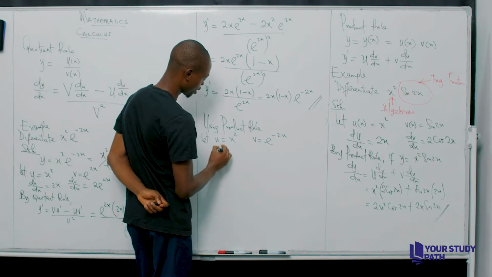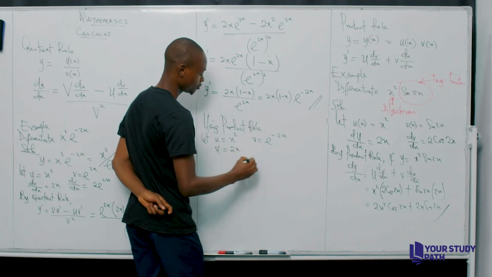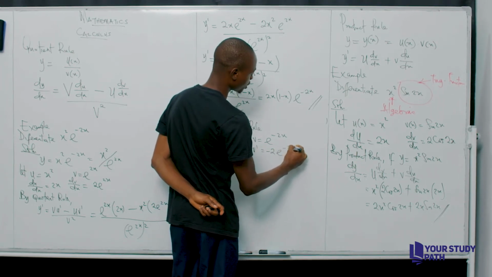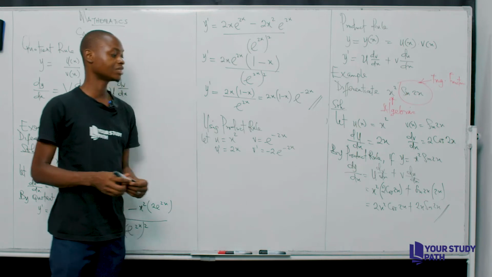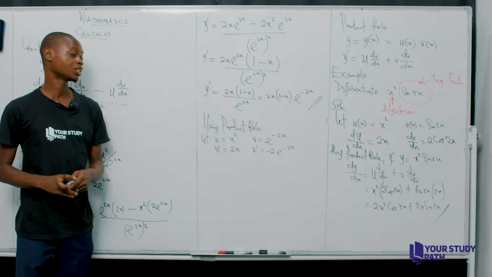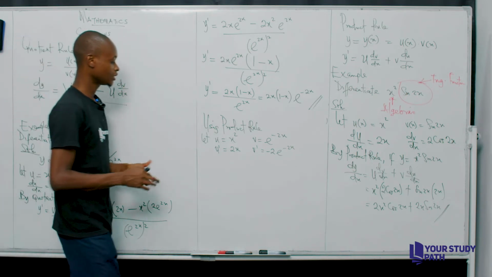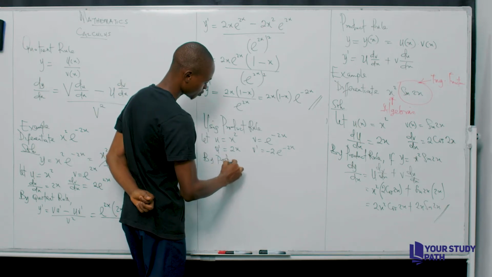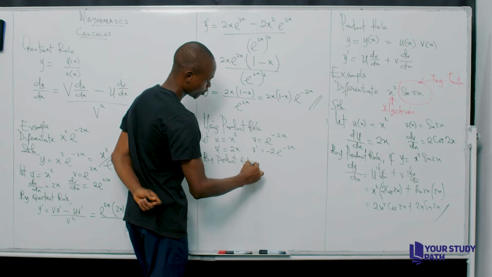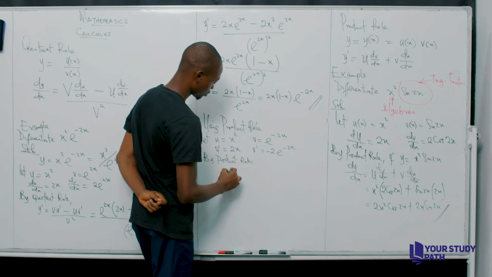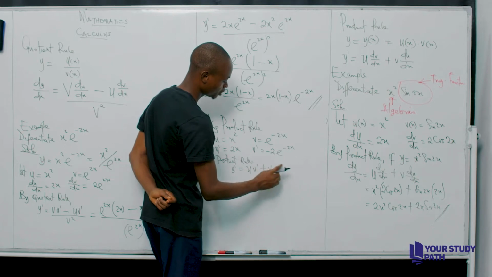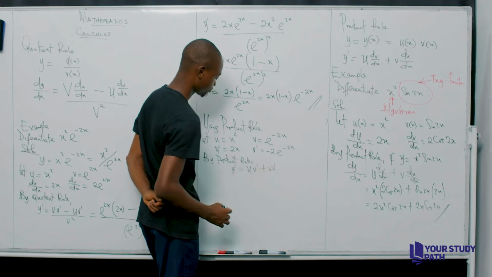Now, u prime would be 2x still. v prime will now be minus 2 e raised to power minus 2x, still applying the standard rule for differentiating exponential functions. Then, by product rule, we will have y prime equal to u v prime plus v u prime.